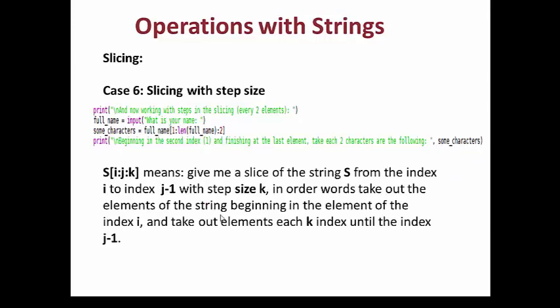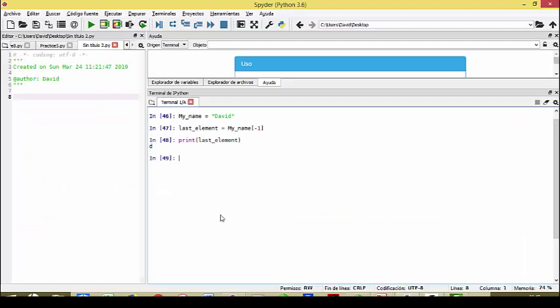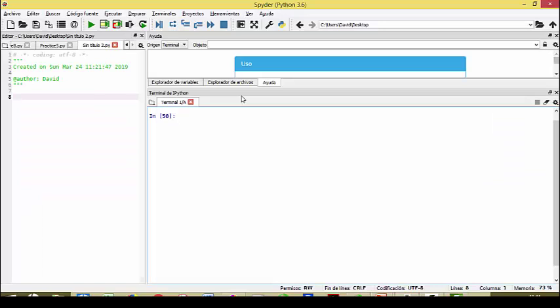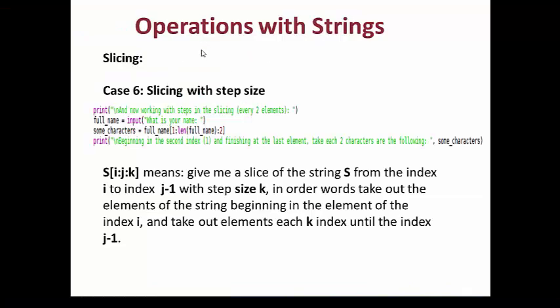Okay, and the sixth case, I'm going to clean this, is slicing, but with something called a step size. So what does that mean? Again, I'm going to put full name, and in my case it's going to be Jaime David Navarrete. Then I'm going to print some characters of my string. It's going to be full name, and in this case slicing with step size.